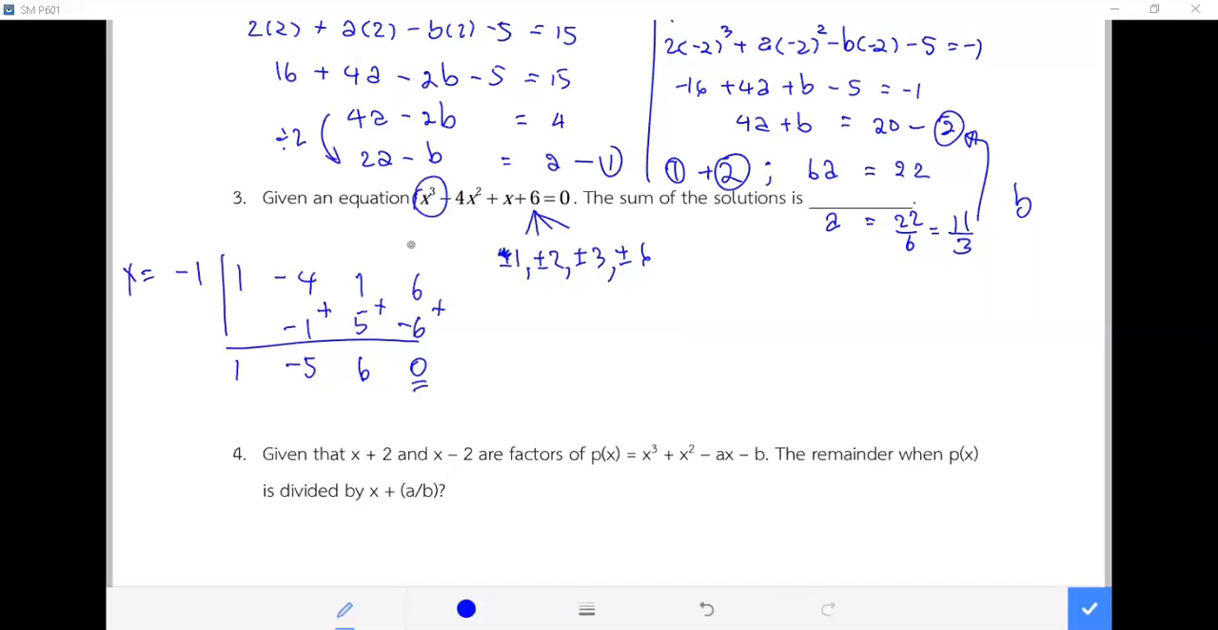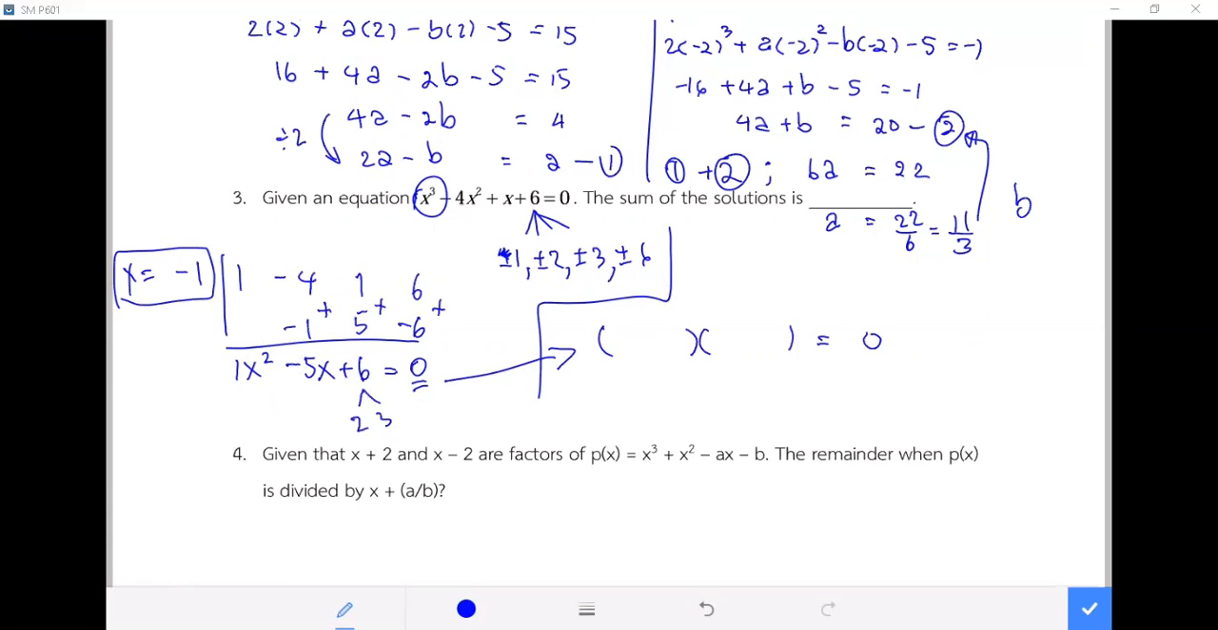Here x cubed, x to the power 3, has 3 answers. So now you have to find 2 more answers. One answer is x equals negative 1, and you go for this: 1, negative 5, and 6. This one we did in class. This is x squared minus 5x plus 6 equals 0. You factorize them into 2 factors equal to 0. 6 is 2 times 3, and you want negative 5, so it should be x minus 2 and x minus 3. So your x is 2, your x is 3.